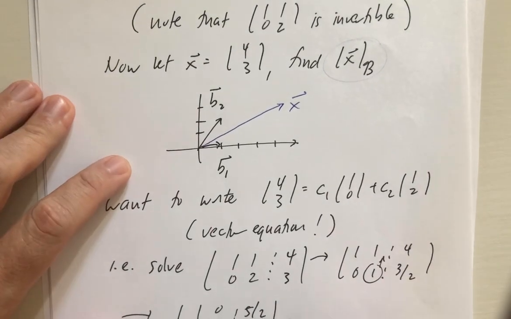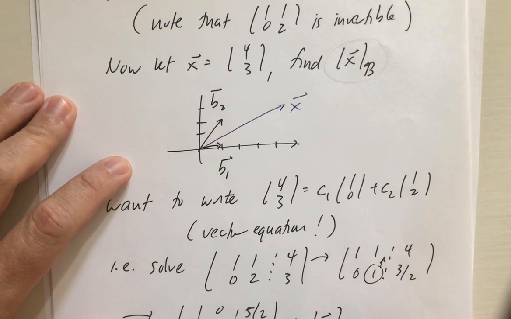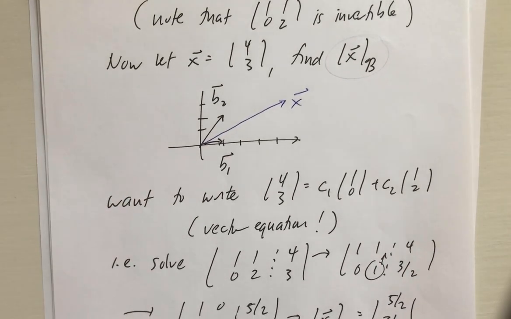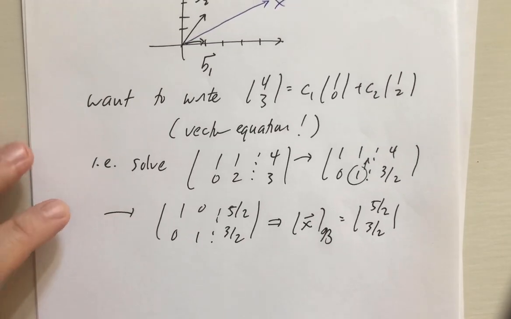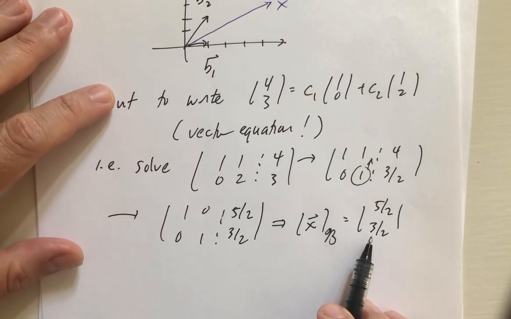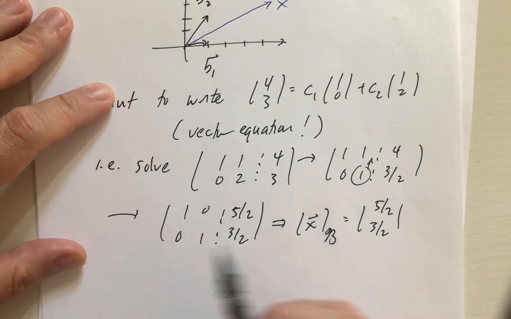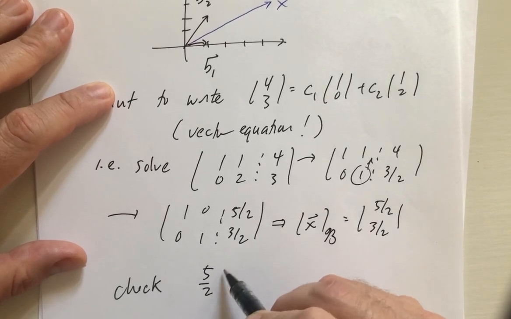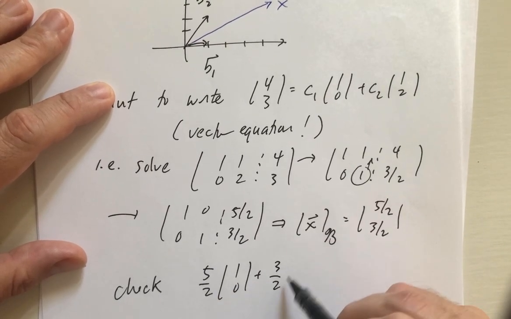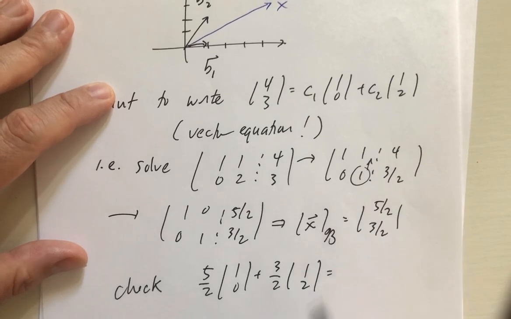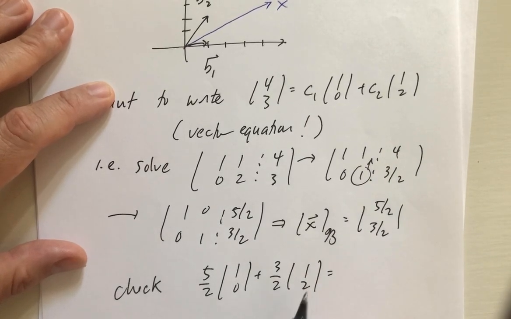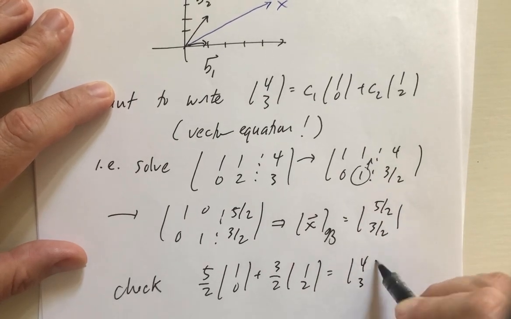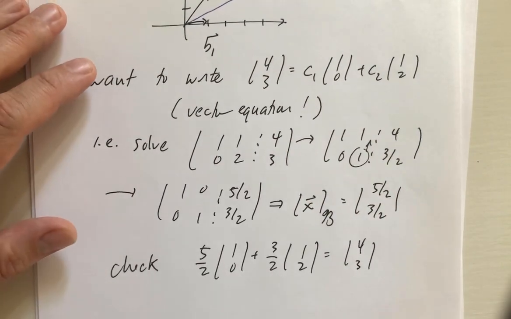So what this is telling me is that the b coordinates of x are 5 halves, 3 halves. And you can actually check this, right? This is typical that if you have a proposed solution that you think works, you can check what happens when I take 5 halves times (1, 0) plus 3 halves times (1, 2). Indeed, I get, let's see, 5 halves plus 3 halves is 8 halves, which is 4, and then this is 3. So yeah, I get what I'm shooting for.